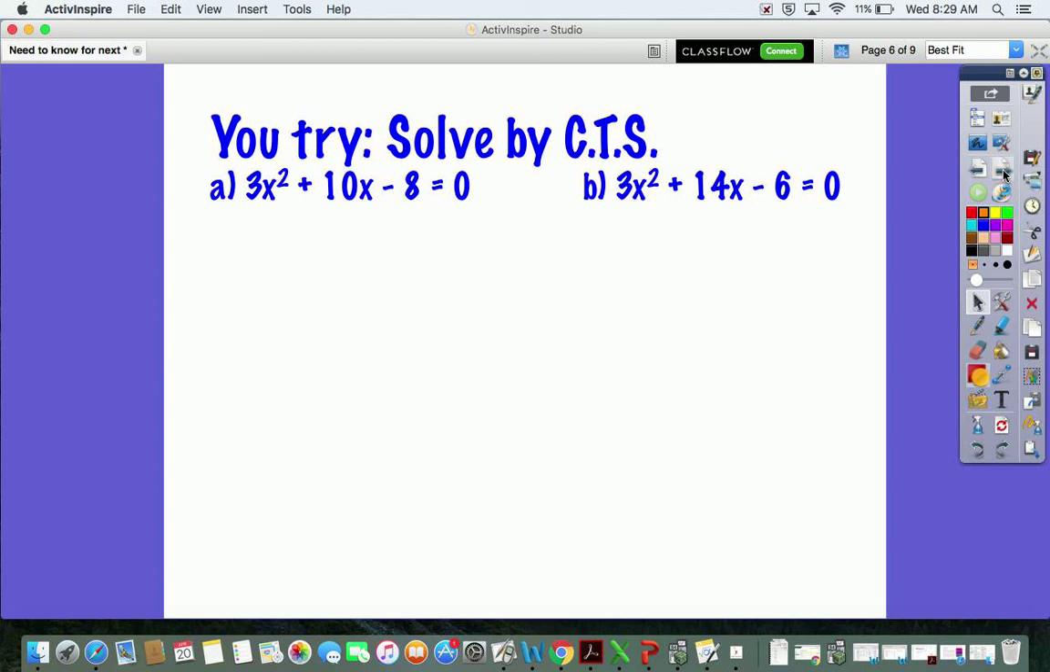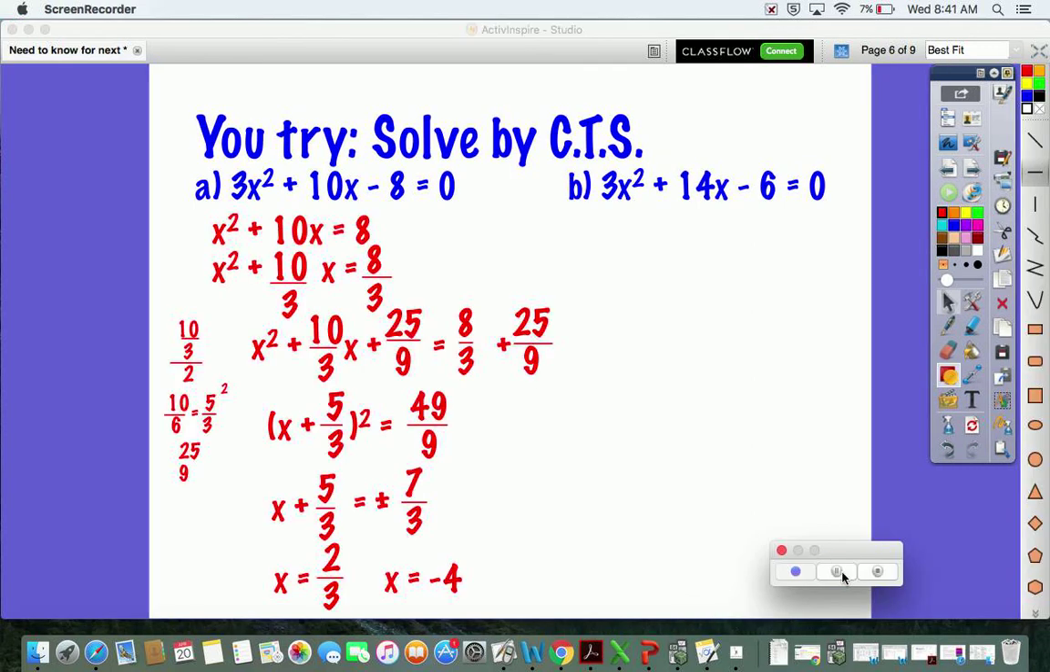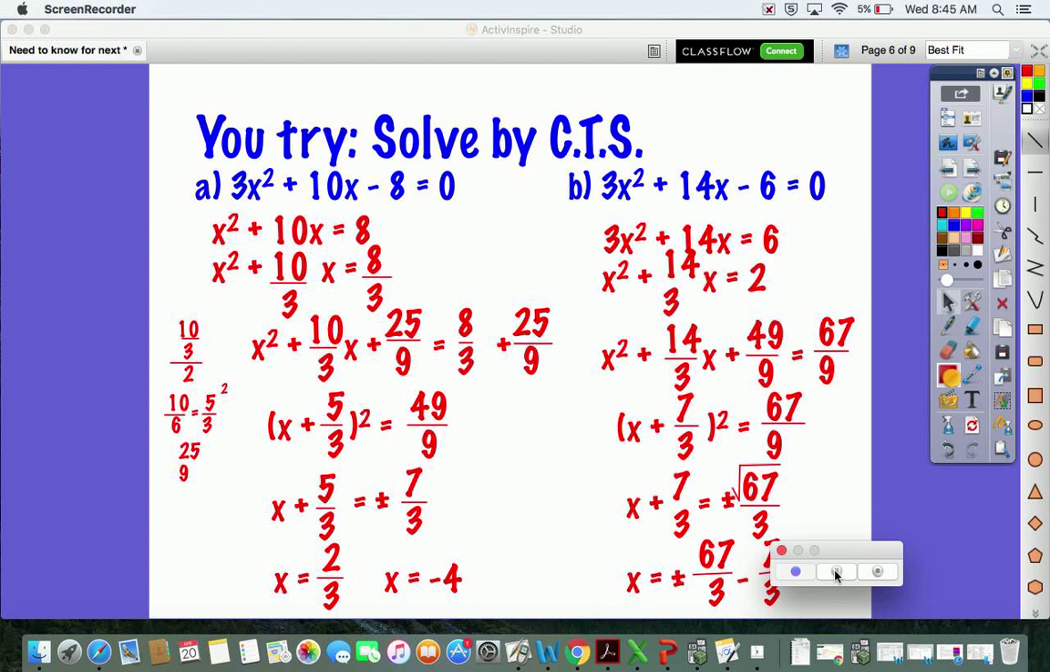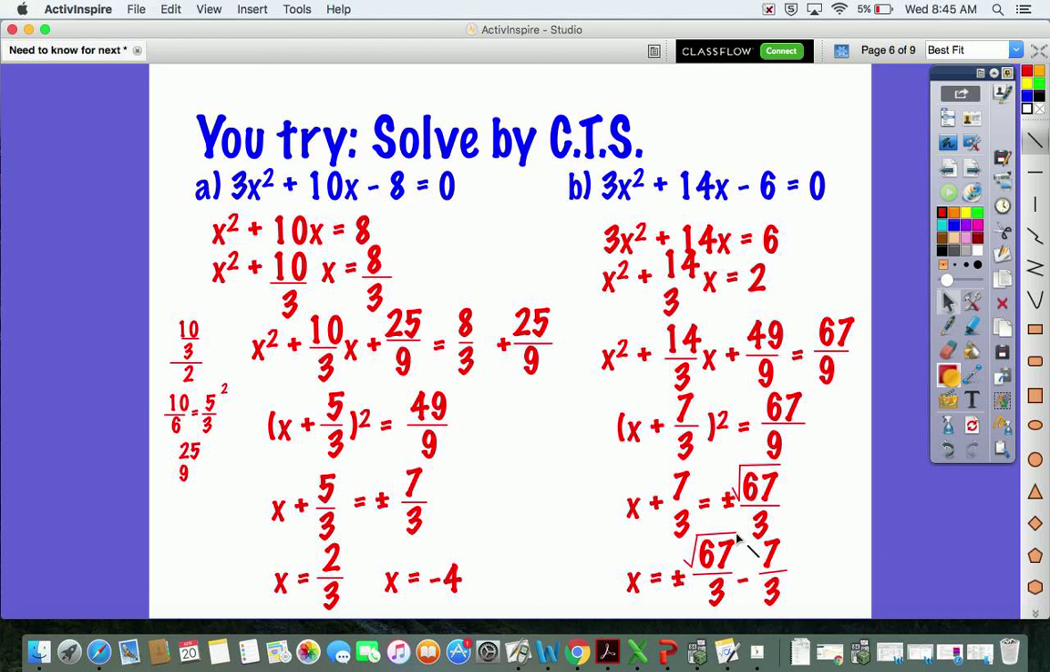So I want you to pause, give these two a try. When you're ready to see both answers, press play. Here's the answer. And here's your answer for this one. This one, when you took the square root, it wasn't a perfect square, so you just leave the radical there. And I did forget the radical here, sorry. So this is actually your final answer.